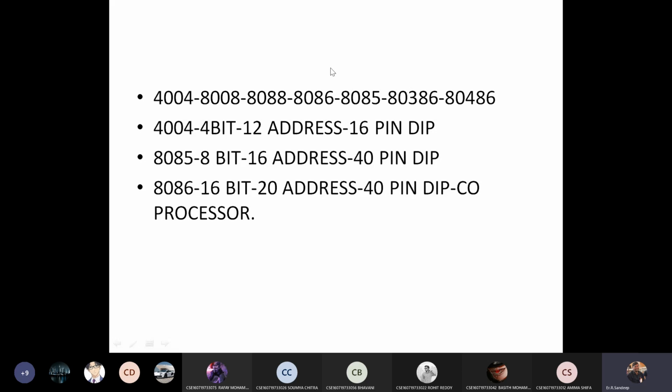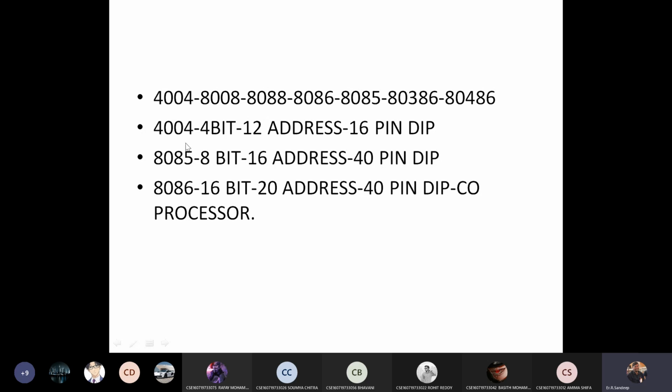We need to know the features, the processing power, and the additional functionalities that the 8086 microprocessor has. We need to study everything about the 8086, and we will not concentrate on the other microprocessors. If any question comes on the advanced microprocessors like the 80386 and 80486, sometimes you'll get a 2-mark question from this.